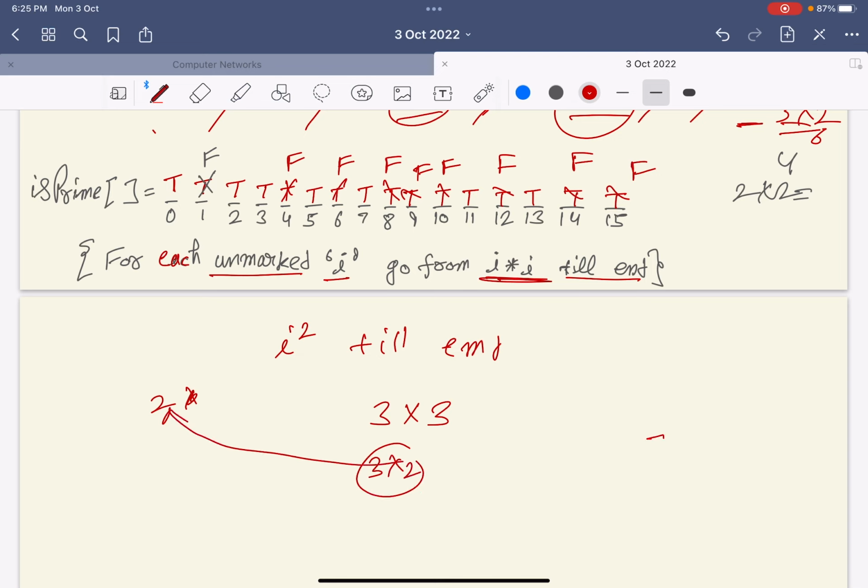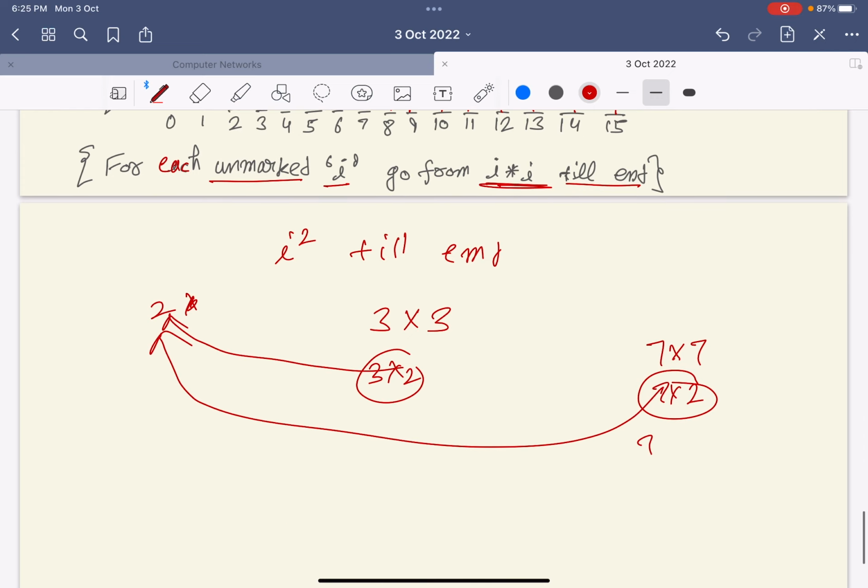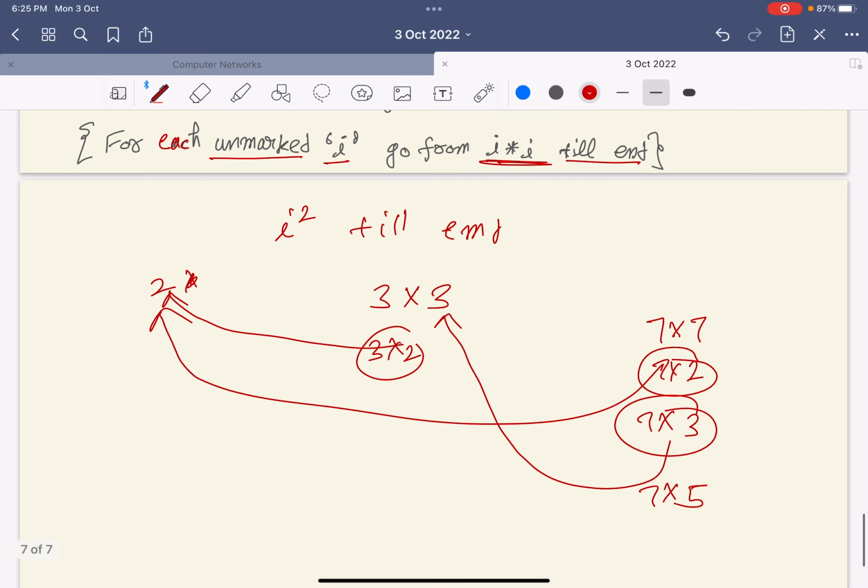When I go for the multiples of 7, I start with 7 times 7, because 7 times 2 is already marked when I'm marking the multiples of 2. 7 times 3 is already marked when I was marking the multiples of 3. 7 times 5, because 4 is not a prime and the next prime is 5, is already marked when I was marking the multiples of 5. And so on.